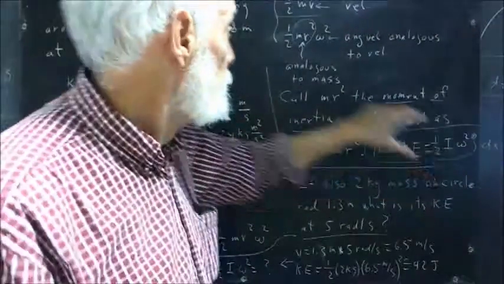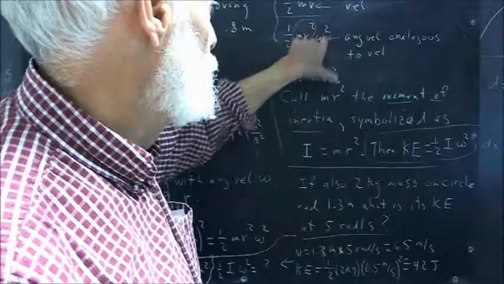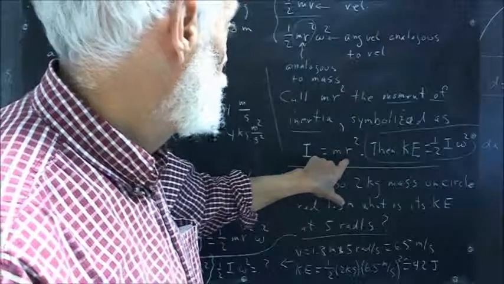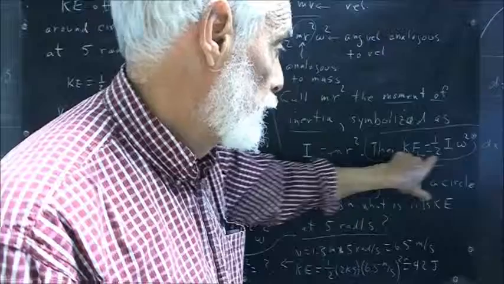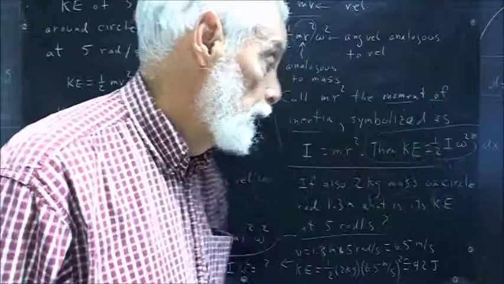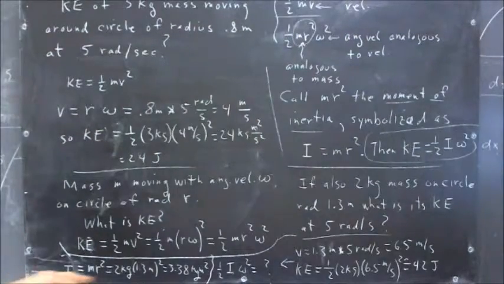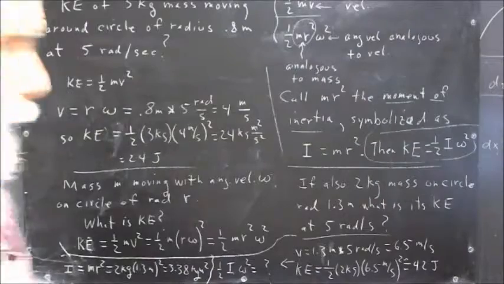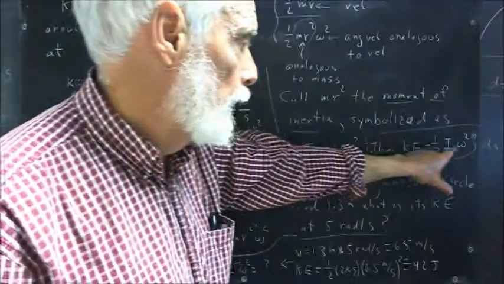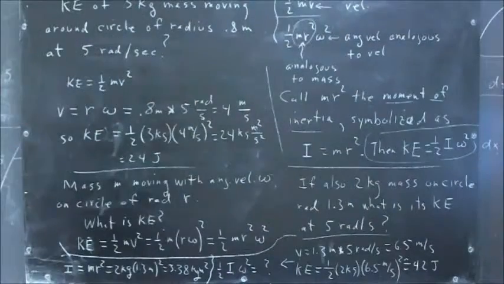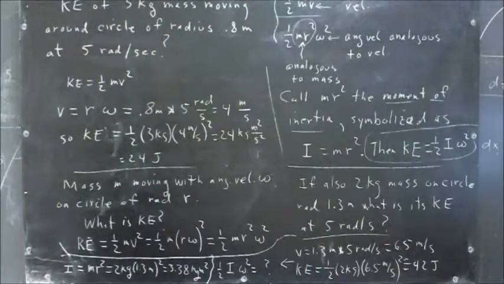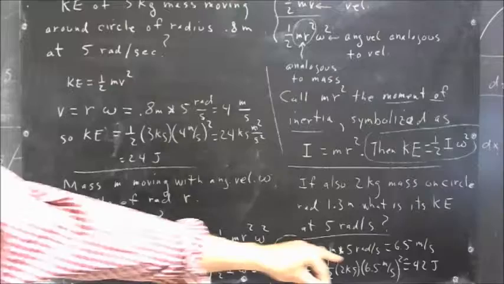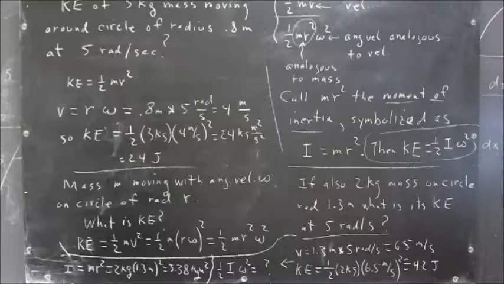Just to explain this, this is 1/2 mr squared omega squared. If I equals mr squared, this is 1/2 I omega squared. So the kinetic energy is 1/2 I omega squared. And if you calculate I and then do the calculation 1/2 I omega squared, you should verify that with this moment of inertia and this angular velocity, you do get approximately the 42 joule kinetic energy.